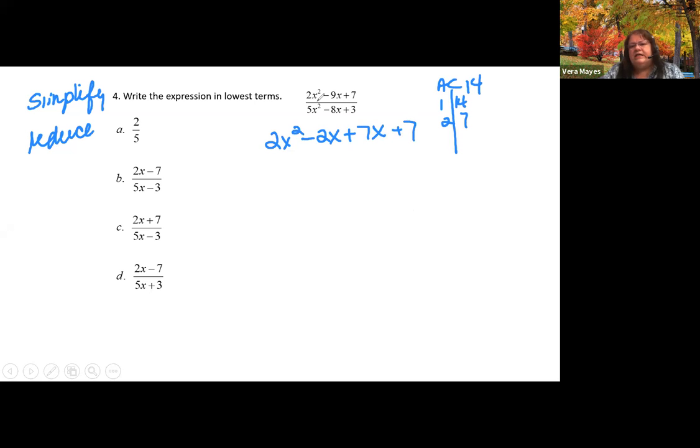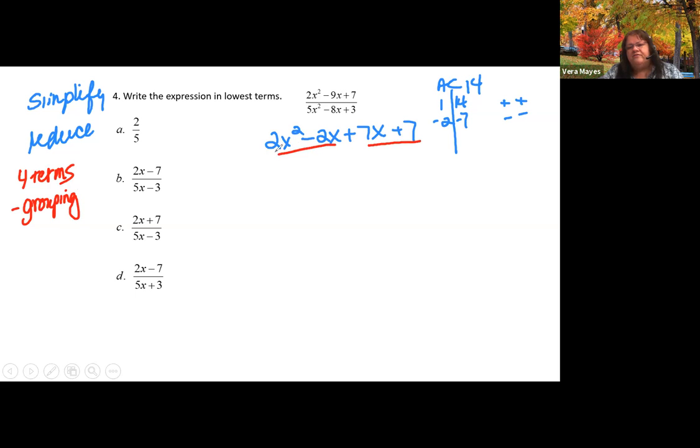Okay, so we need a negative 9x, and the only factors of 14 that will give us a 9 are the 2 and the 7. Because it's a positive 14 that we're dealing with, we know they're either both plus or both minus. The middle term says they both have to be minus. So we're taking this negative 9x apart and making it a negative 2x and a negative 7x. And since we have 4 terms, we can use grouping. So we're going to group the first 2 together, and then the second 2 together.